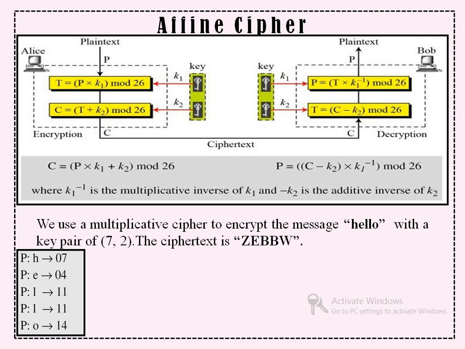K1 is multiplied by plain text plus K, and then you have mod 26. So this orientation of K1 and K2 is very, very important. If you misplace any one of them, K1 to K2 or K2 to K1, the meaning is completely different and the algorithm doesn't work.